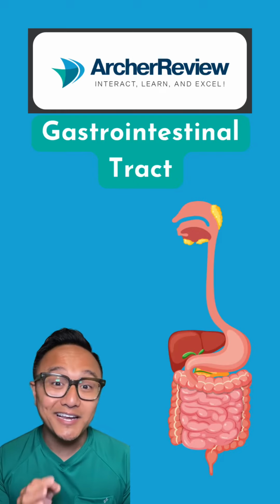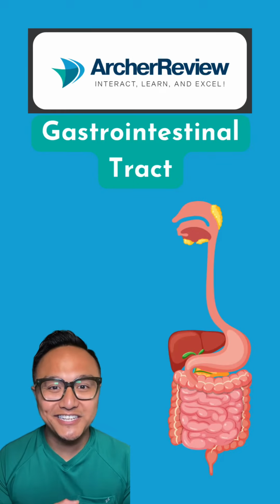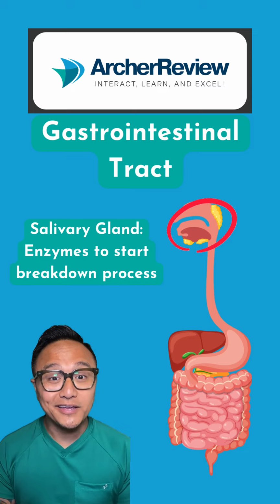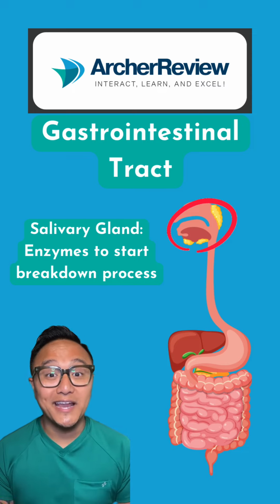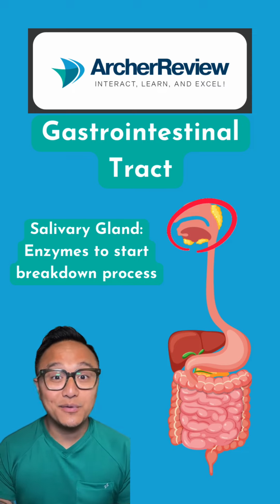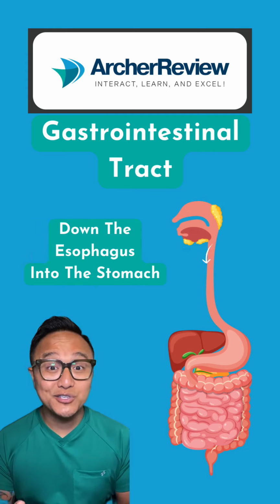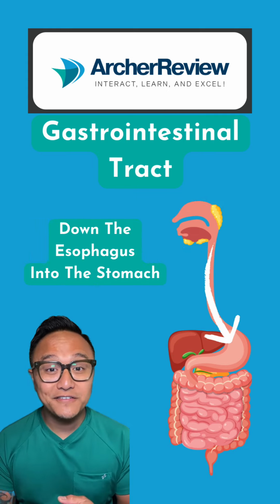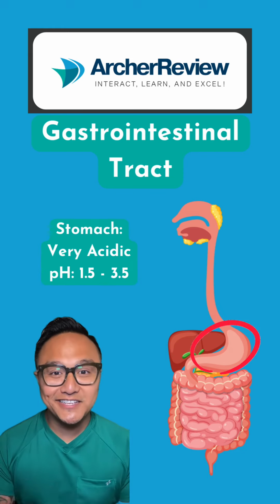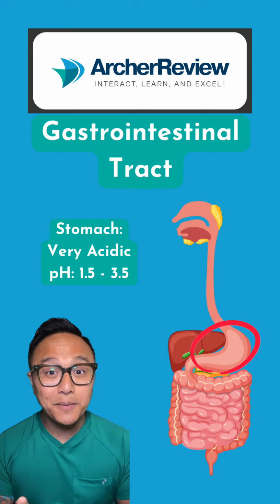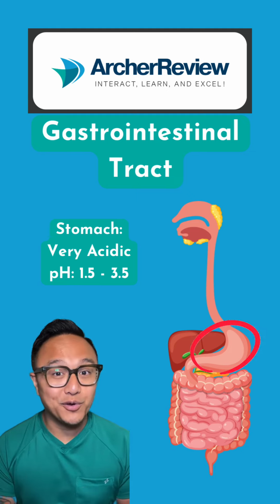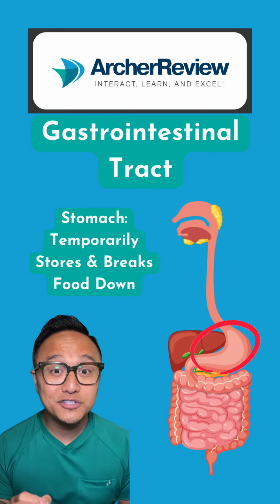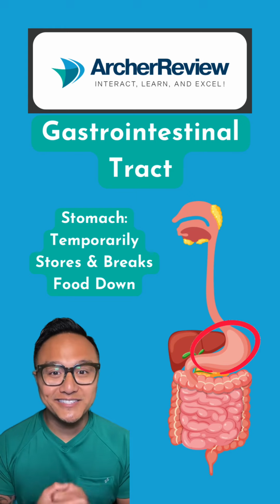Today, let's talk about the anatomy and physiology of the GI tract. When we eat something, our salivary glands produce an enzyme that starts to break down the food that we eat. As we swallow, it goes into the esophagus and travels into the stomach. The stomach is a very acidic environment, usually a pH of 1.5 to 3.5. Here, it stores the food temporarily and it breaks it down.